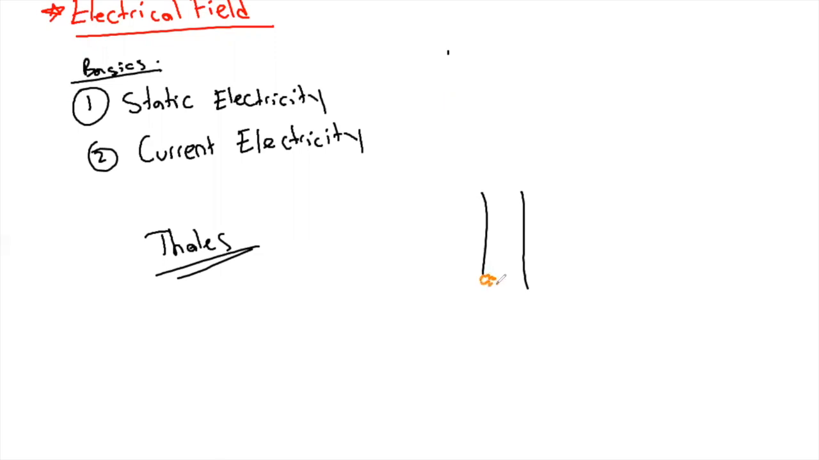In trees, there's this little weird thing, and it's called amber. You can search it up on Google. I might show you later. But he rubbed amber with silk. Obviously, you know what silk is. And he observed something weird.